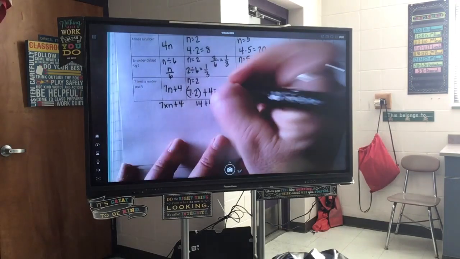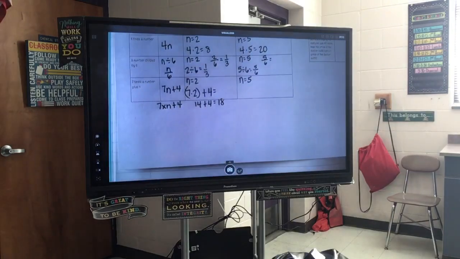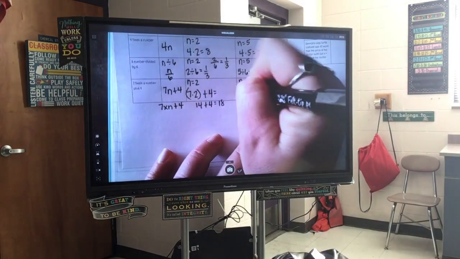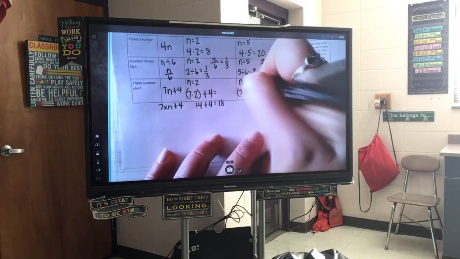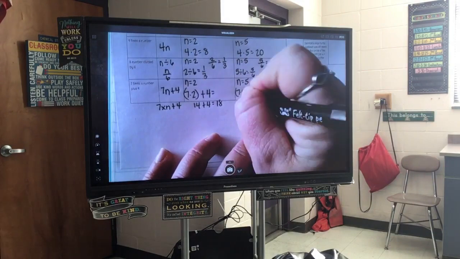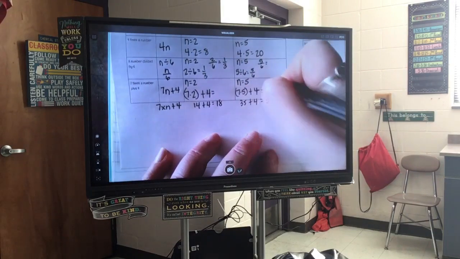And then if n equals 5, what is that going to look like? Camden. 7 times 5 plus 4. Okay. What's our answer going to be? 39. Because we have 35 plus 4 equals 39. Perfect.